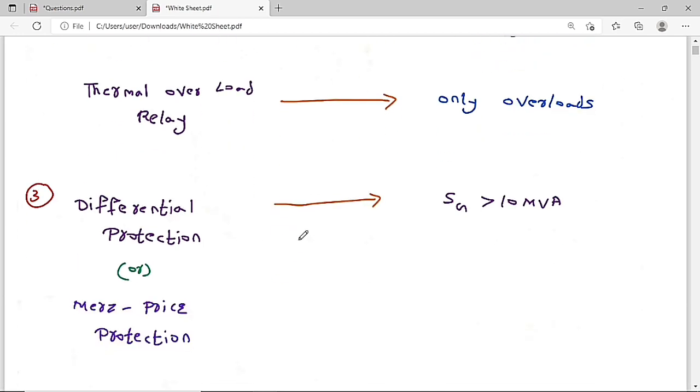Whereas, as I have already told you, for a generator having a rating above 10 MVA, by default we are going to use the differential protection scheme or Merz-Price protection scheme. With the help of this, we are going to protect the stator windings of the alternator from unbalanced currents. So we are going to protect the stator windings from the negative sequence components of currents. Differential protection is used only for alternator ratings above 10 MVA. For below this, we are not going to use this.